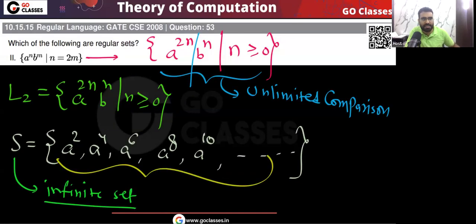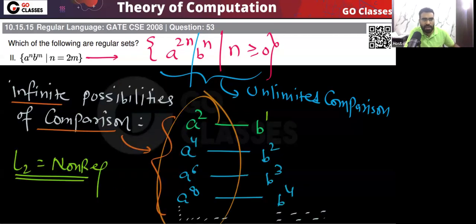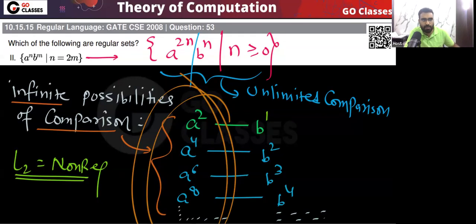For example, you can take these two strings like a power 2, a power 5. Or see, a power 5 is not here. So don't take a power 5. Consider this set, at least look at the set S. From this set S, give me two strings. Because remember, these are the infinite possibilities. I told you these are the infinite possibilities.